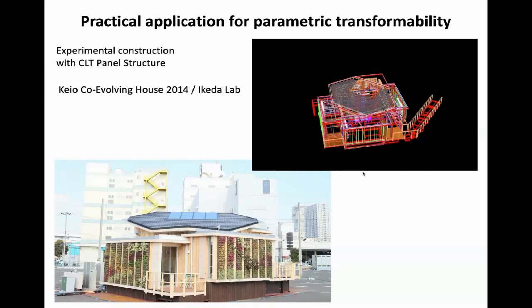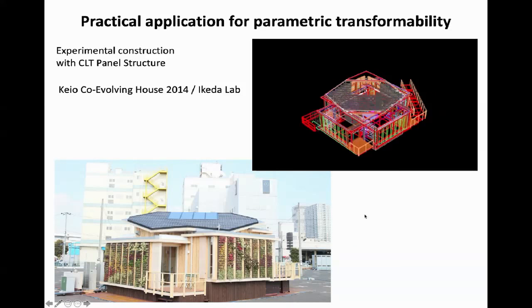So we also bring this idea to a bit more practical application. In this case, this is the Japanese fast CLT structure house, which responded to the expectation from the first three of Japanese cedar using a CLT cross laminated panel structure.